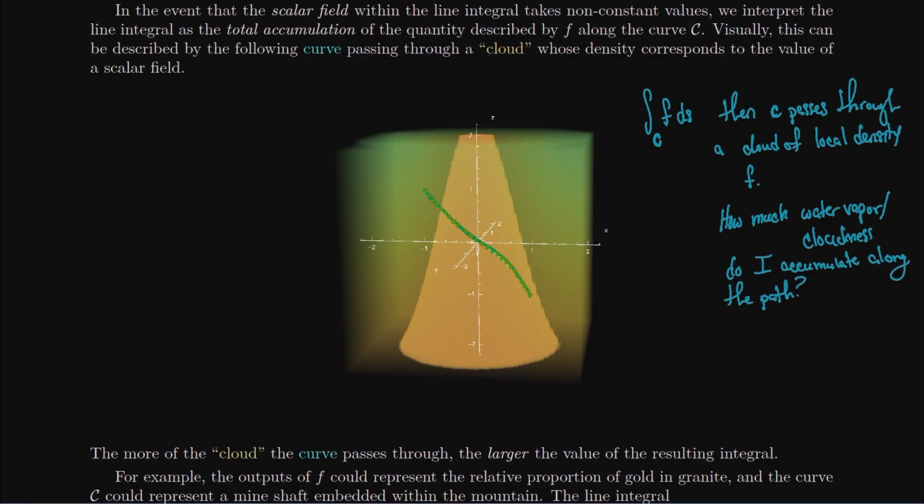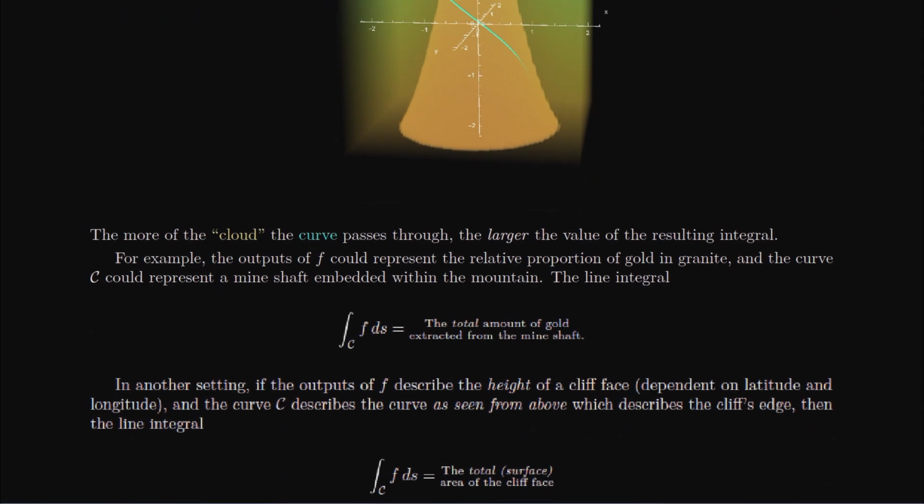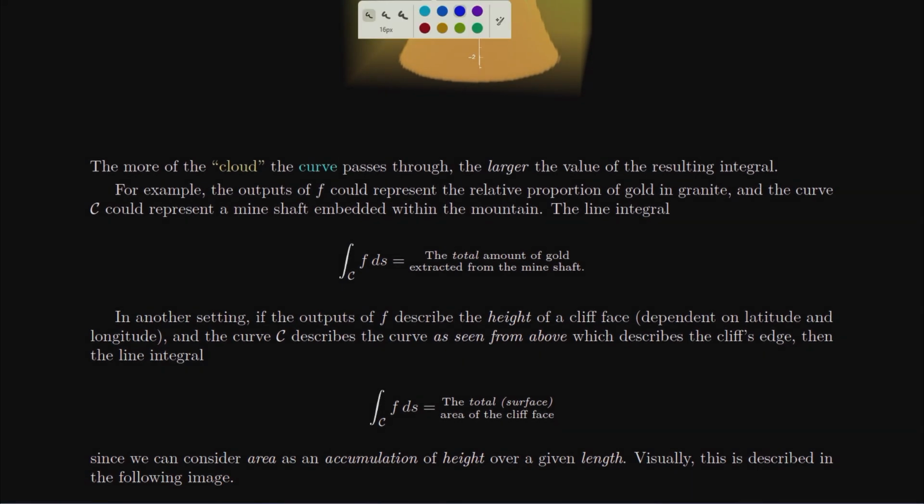And then the integral is just going to add the total accumulation of that moisture along a given path. But there's nothing really special about this idea of a cloud. It could represent any measurement. It's just the local density of anything you want to measure. I mentioned below here that you could think about this as if F represents the proportion of gold embedded in some granite, like in a mountain. That's really the density of gold. So this F represents the density of gold.